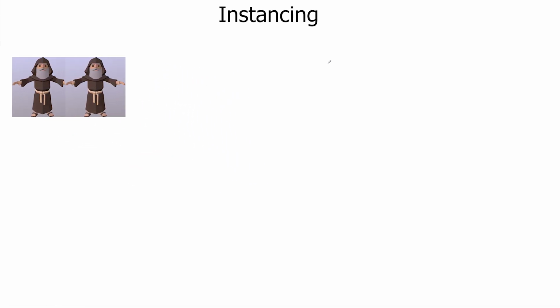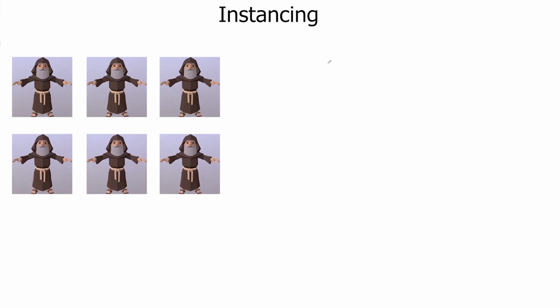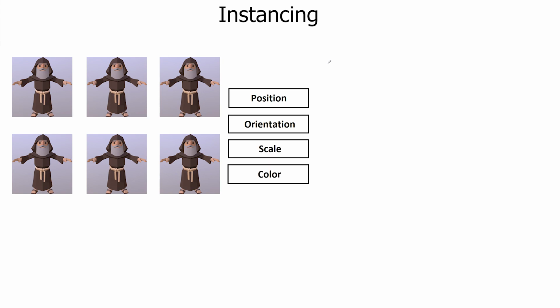Instancing refers to the process of rendering multiple copies of the same object in a scene, with each copy potentially having different properties such as position, orientation, scale, or color. The purpose of instancing is to optimize the rendering performance by reducing the number of draw calls needed to render a large number of similar objects. Instead of rendering each object individually with a separate draw call for each, instancing allows us to render multiple objects with a single draw call.